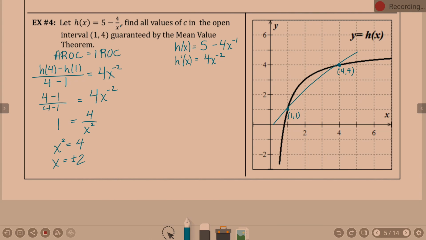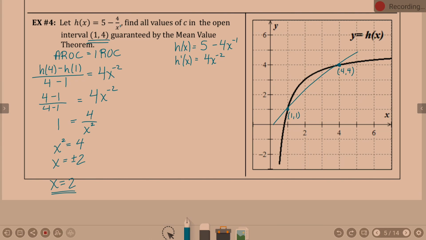Technically, we do get plus or minus 2. What's the key in our problem? We're on the interval 1 to 4, so really it's just x equals 2, yes?